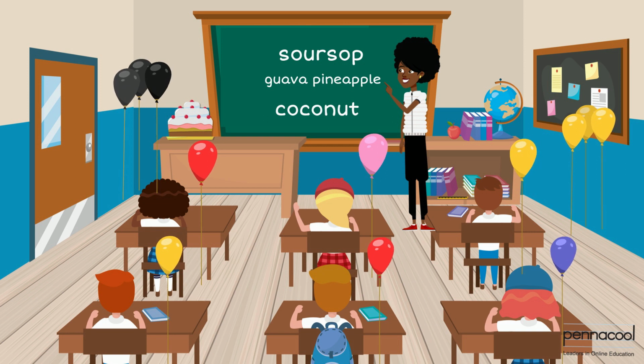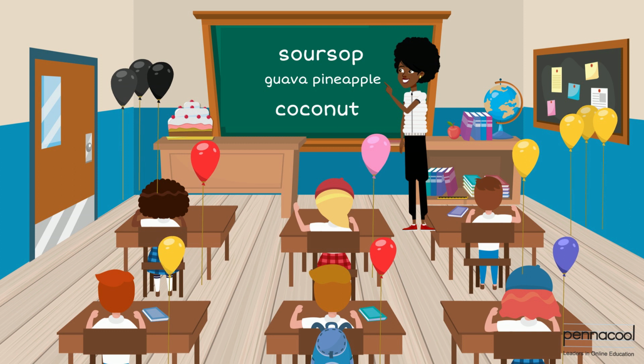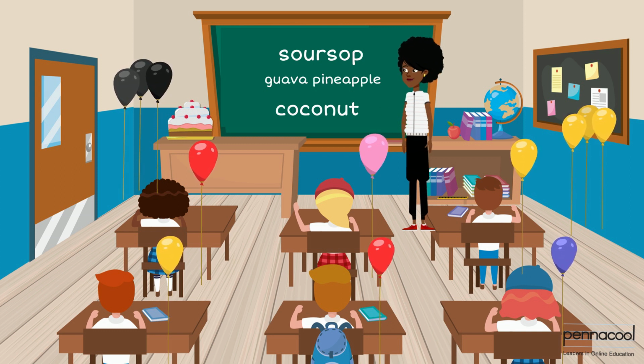For each flavor of ice cream, Miss Roberts asked for a show of hands so she can see who likes each flavor. When she asks who likes soursop, only 5 students raised their hands. So, she writes the number 5 next to soursop.